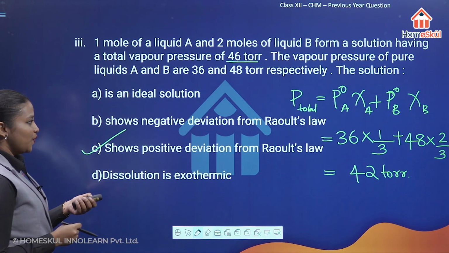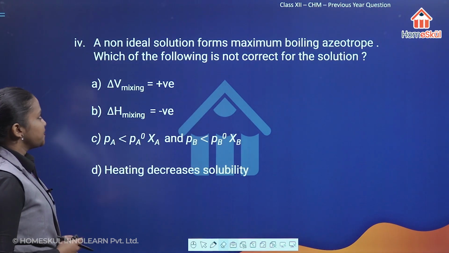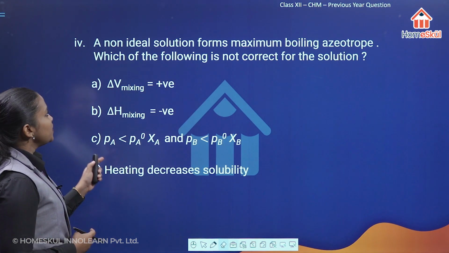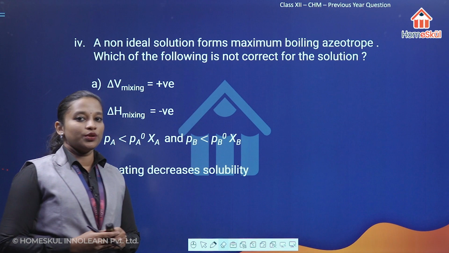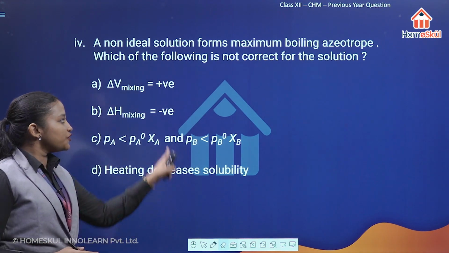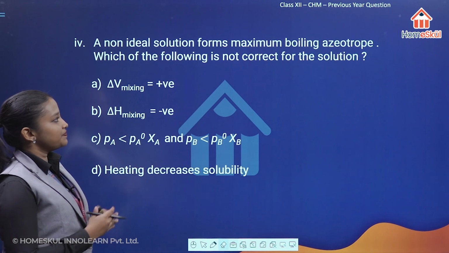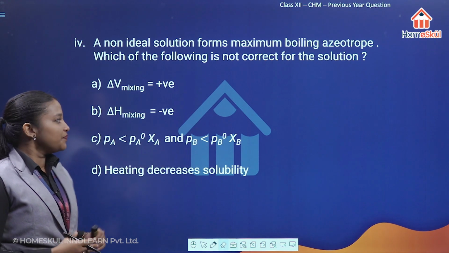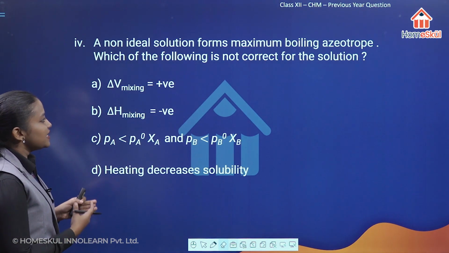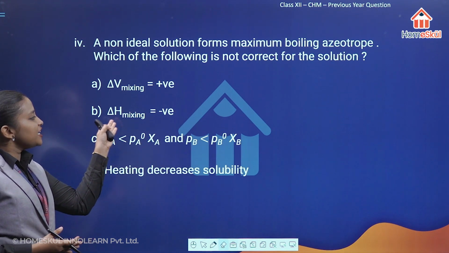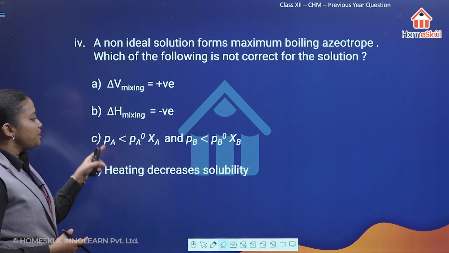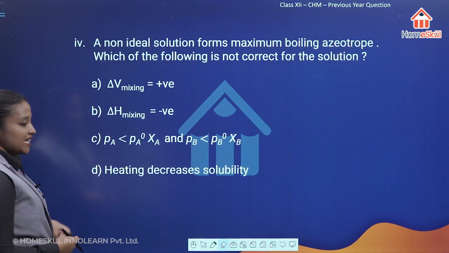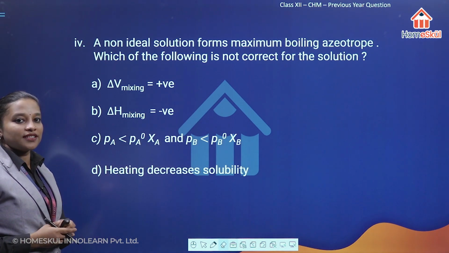Now moving on to the next. Fourth question. A non-ideal solution forms a maximum boiling azeotrope. Which of the following is not correct for the solution? Option A, delta V mixing is positive. B, delta H mixing is negative. C, PA is less than P0A chi A and PB is less than P0B chi B. And D, heating decreases solubility. Which is the correct answer?